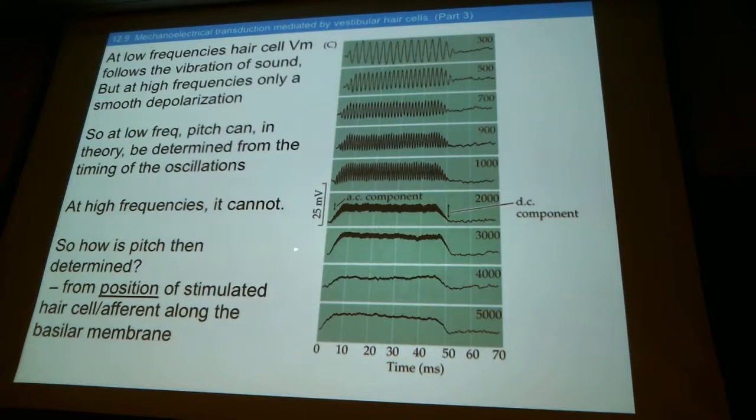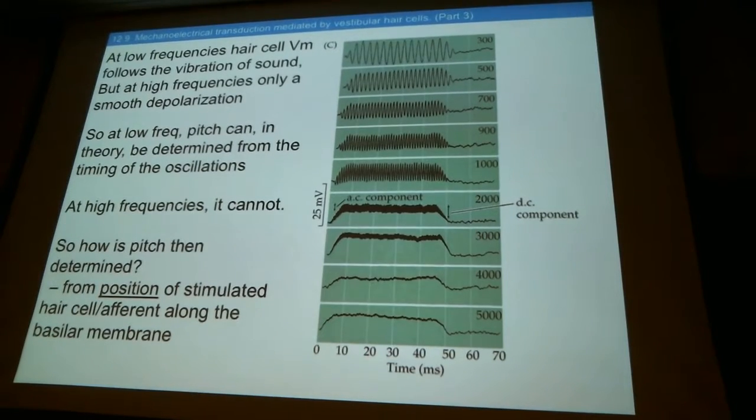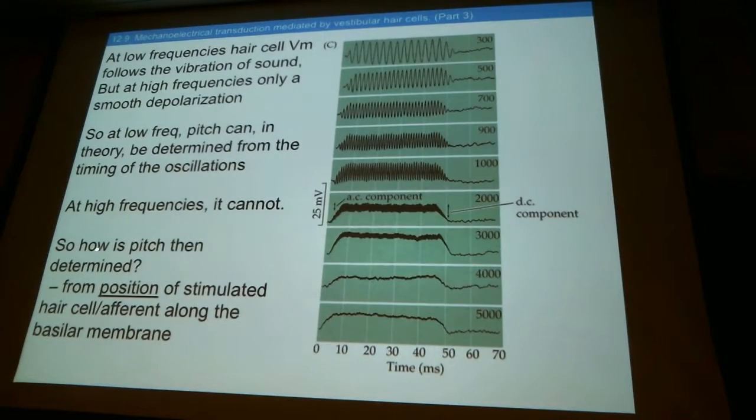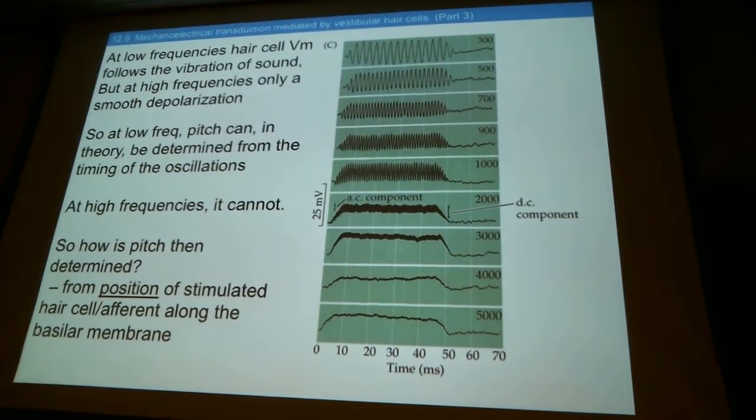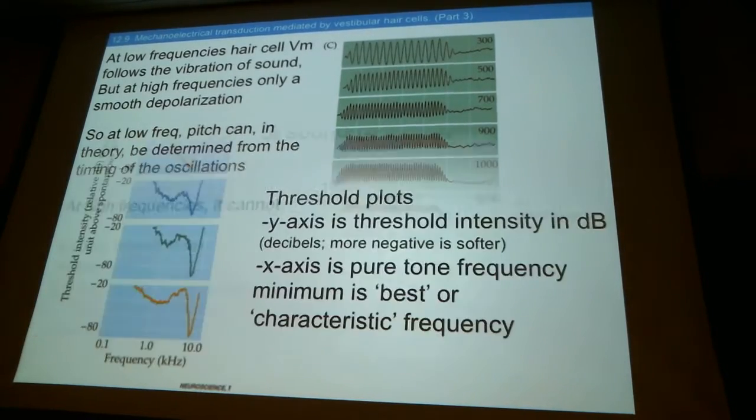So if you have a 3,000 hertz, a 3 kilohertz sound, this hair cell is going to be active, this one's going to be relatively inactive. So in this sense, you have a positional map of frequency, which hair cells are active. Okay, so pitch at high frequencies can be determined from the position of the stimulated hair cell and the afferent that's innervating that hair cell along the basilar membrane. And so in that sense, you have this tonotopic map. It's a map of position along the basilar membrane because the basilar membrane is tuned to frequency.